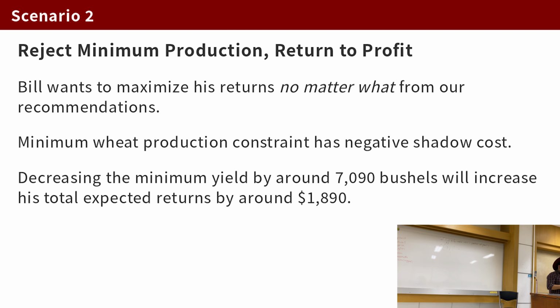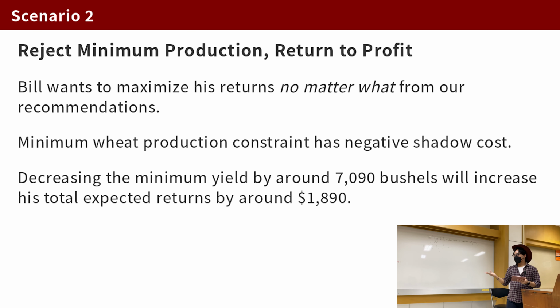The next thing is, what if Bill woke up one day and decided that he doesn't care about minimum production anymore? He just wants to make money. So Bill wants to maximize his returns no matter what. He doesn't want to come back to us. He doesn't like us very much. But anyway, the minimum wheat production constraint has a negative shadow cost. So what we can do is decrease the minimum yield requirement by about that amount, and that will increase his expected profit by almost $2,000.